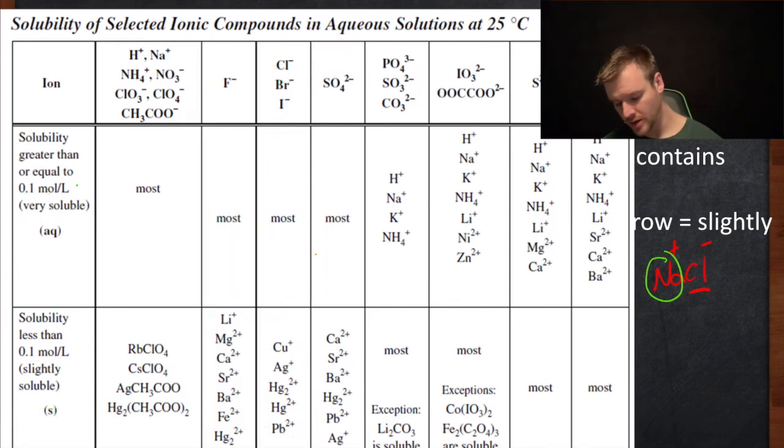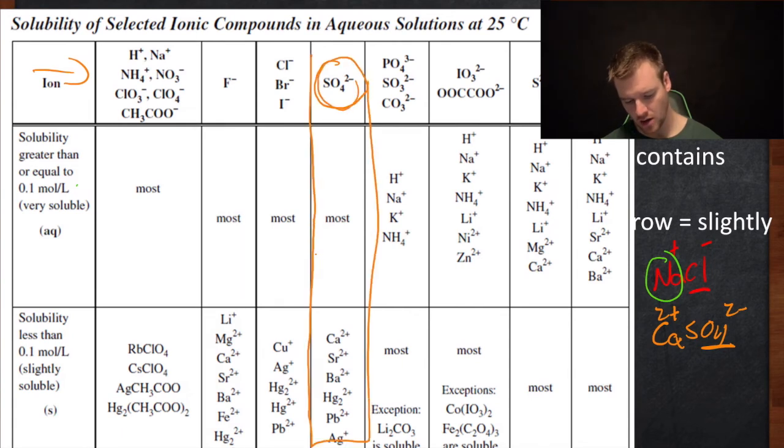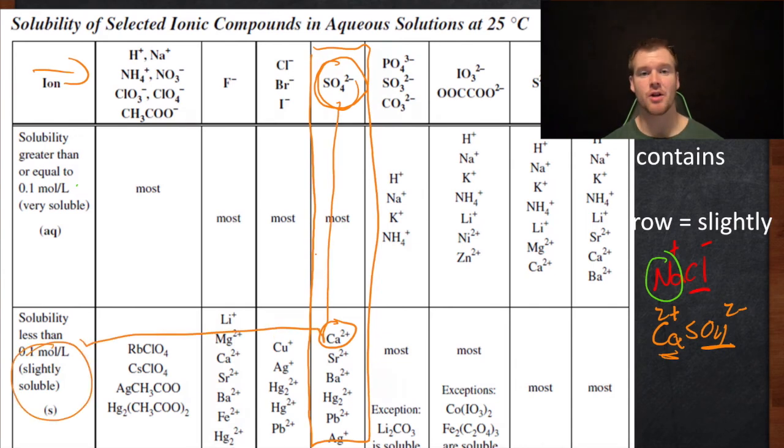Let's do another example with CaSO4. So this is calcium sulfate, Ca2+ with SO4 2-. What we look up first is the negative, and we look across the top here and we find SO4 right there. So we're looking in this column and we're looking for where Ca is. We see it's right down there. So when SO4 is bonded to Ca, it is only slightly soluble. So we put that as low solubility. I'll do one more here.